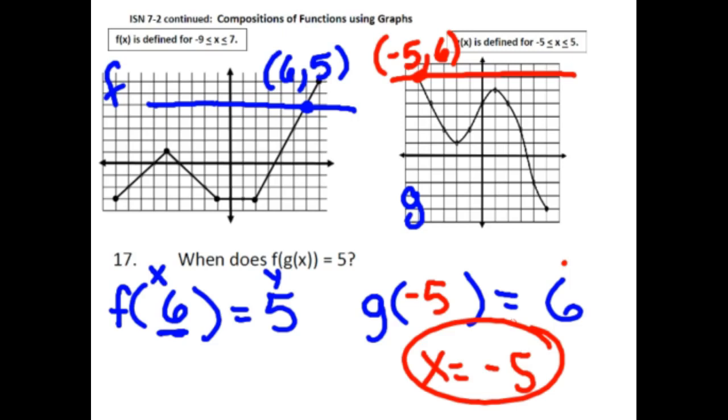In the interest of saving time, I'm going to go ahead and skip that last problem. On the front of your homework paper, 10, 11, and 12 are the same type of problem, but instead of using a graph, it's the same concept, applying it to a table. So I'm going to let you see if you can figure that out.